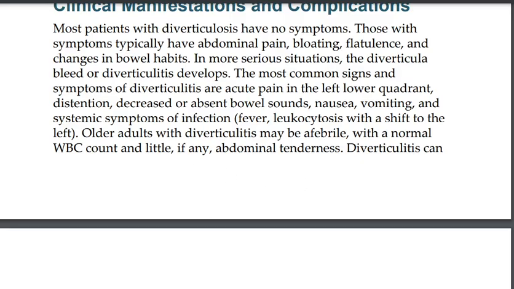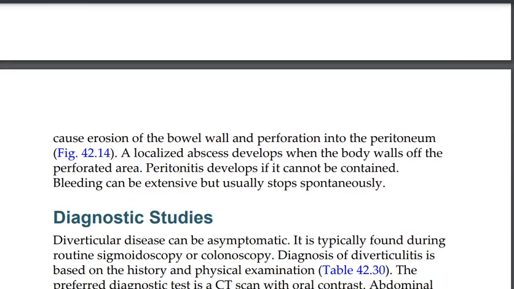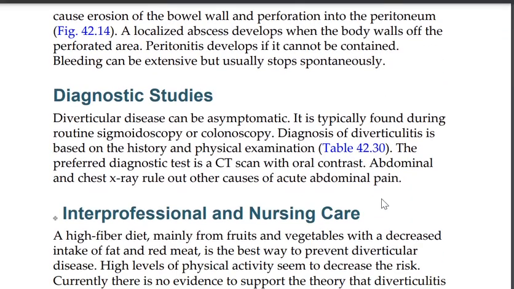Older adults with diverticulitis may be afebrile. They don't present the same way, with a normal white blood cell count, and they may just have a little bit of tenderness. Diverticulitis can cause erosion of the bowel wall. Remember how I told you it changes the tissue and it thins it out, and perforation into the peritoneal cavity. Ugh. So you see how peritonitis is probably going to play a role in each one of these diseases. We really worry about it.